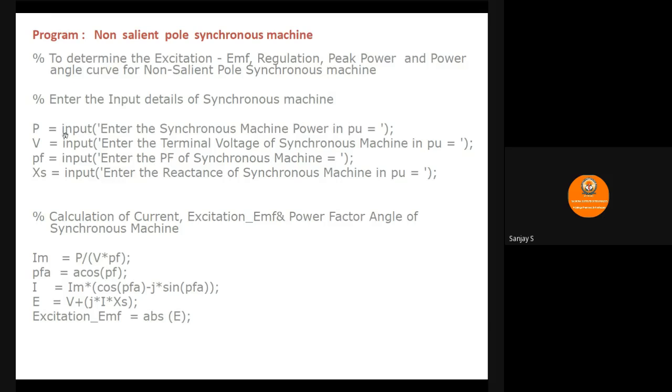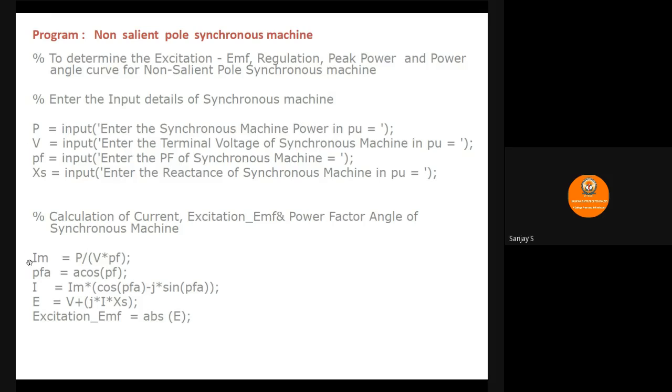First line is P is equal to input, enter the synchronous machine power in per unit. From the given data in the problem, you will be getting the synchronous machine power in per unit. That is nothing but P. V is input, terminal voltage of the synchronous machine in per unit. We are asking to input the terminal voltage, and then PF is equal to input, enter the PF of synchronous machine. The synchronous machine power factor will be entered here. XS is input, enter the reactance of synchronous machine in per unit. Internal reactance of the machine XS will be taken as input here from the problem. So we are taking the input of P, V, PF and XS.